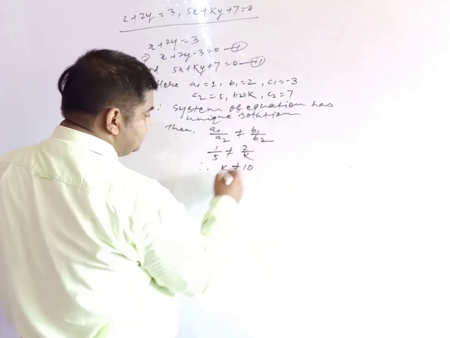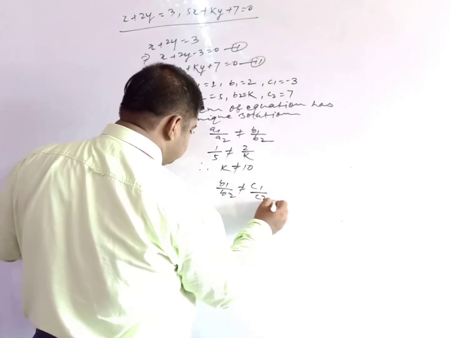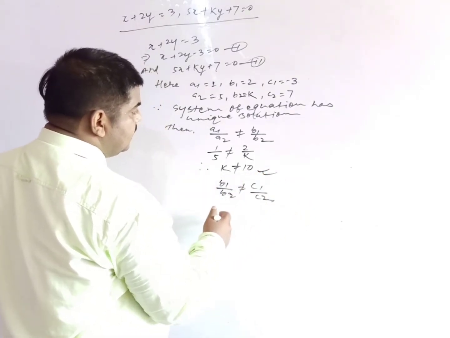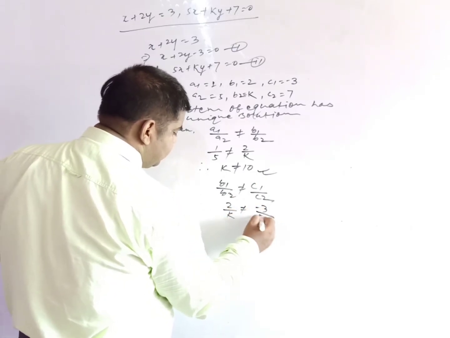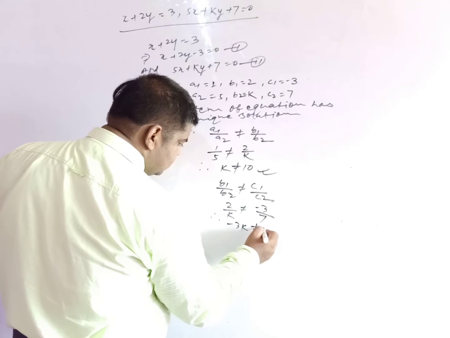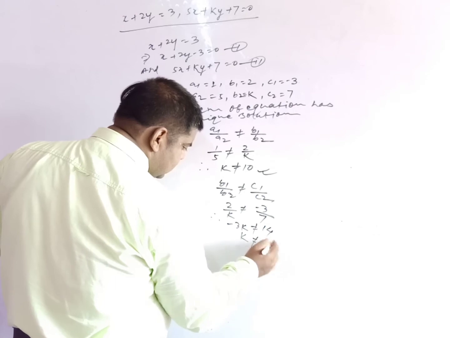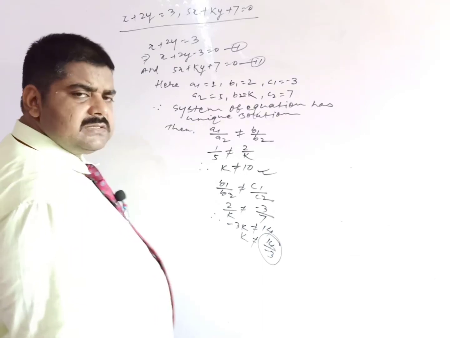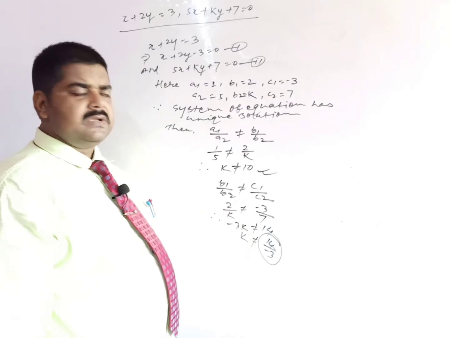Some students can retain all three sections. Then you have to continue: b1 upon b2 does not equal c1 upon c2. In that case, up to here your answer is finished. If you try to go further, no problem. 2 upon k does not equal minus 3 upon 7, and this is why minus 3k does not equal 14, k does not equal 14 upon minus 3, and you know that this is a negative rational. So the exact answer is k does not equal 10.